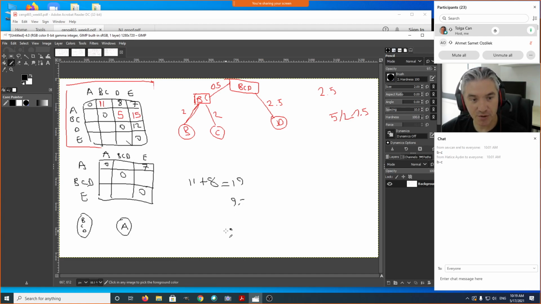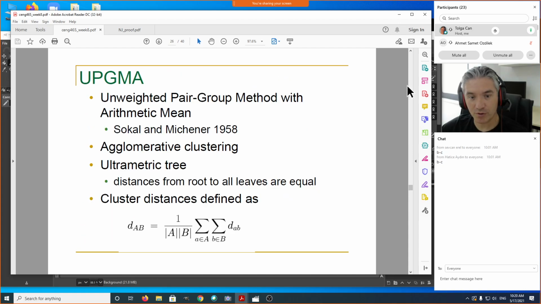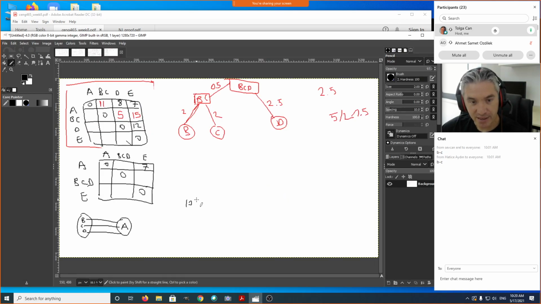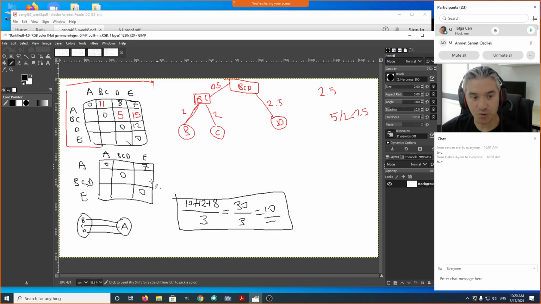What we do is, in order to find the distance between B, C, D, and A, we need to look at these three distances. What is the distance between B to A, C to A, and D to A? Let's go back to our original matrix, which was here. It's 10, 12, and 8. So let's see what will happen when we add 10 plus 12 plus 8 divided by 3. It's a nice round 30 divided by 3, 10. This is how that 10 is obtained, not by rounding. Okay, so this is the correct way to do it.